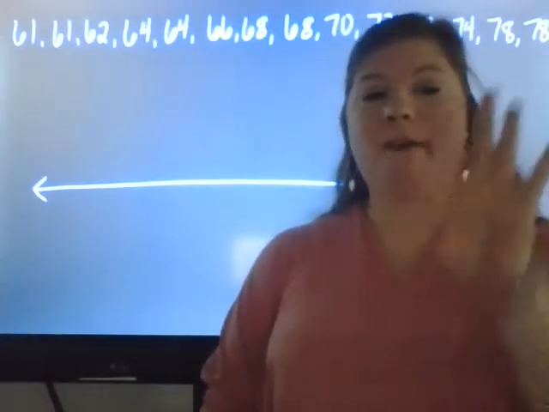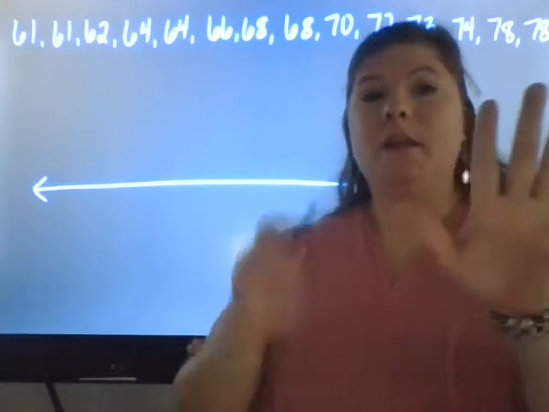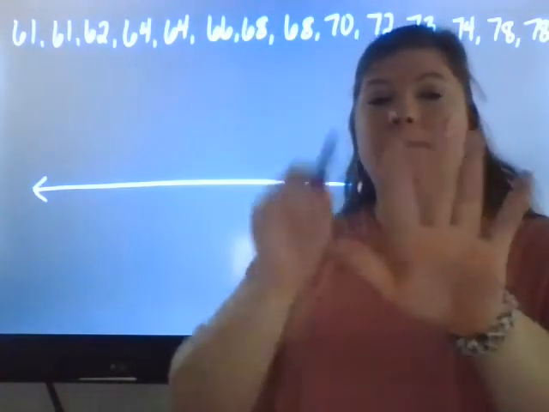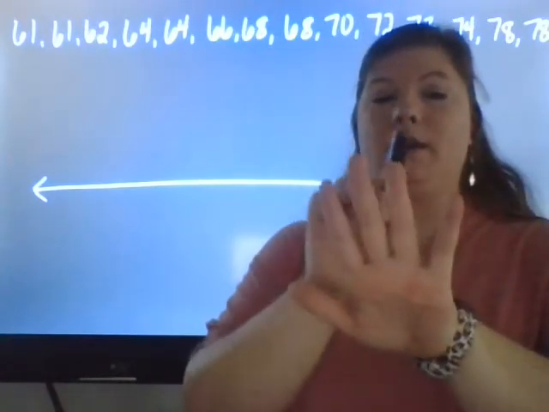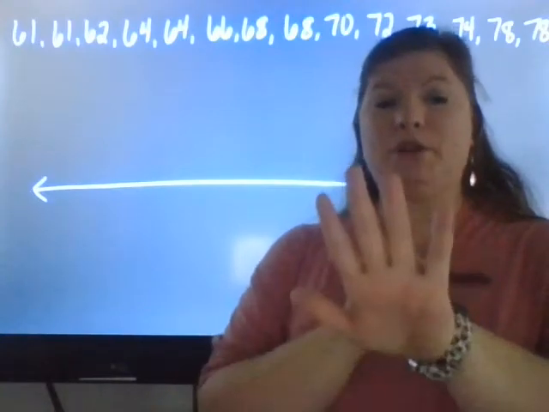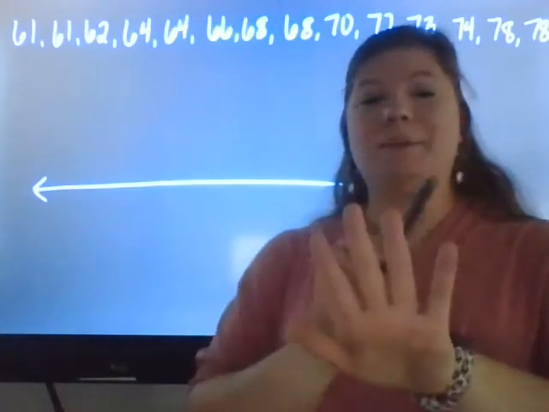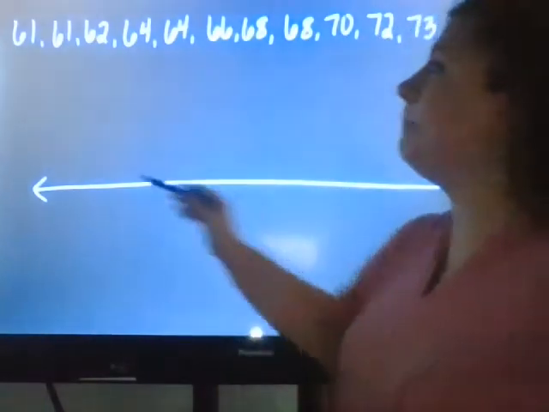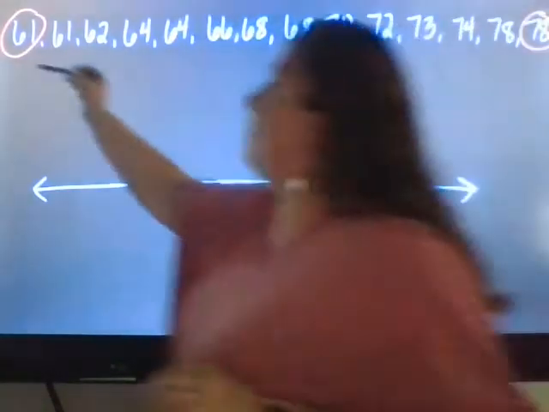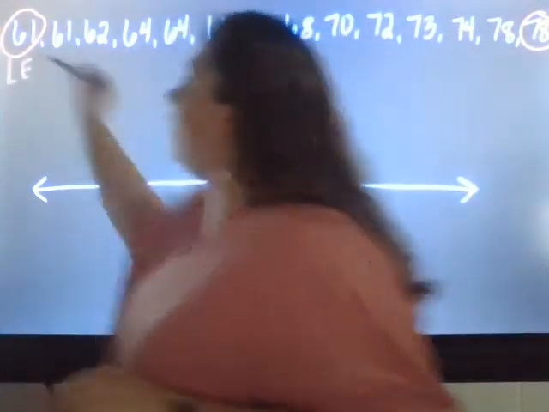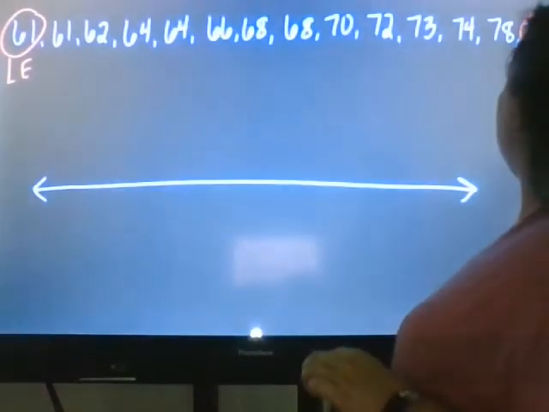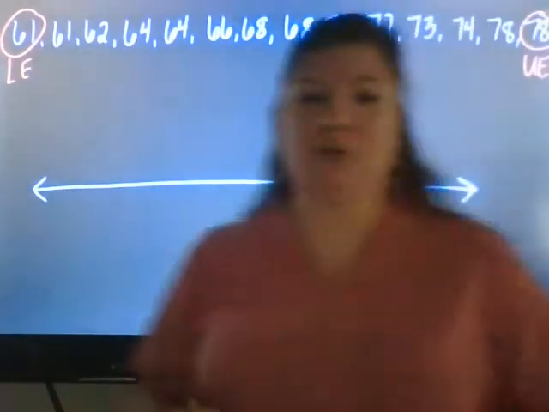So in a box plot, we have 5 pieces of information. So we have our lower extreme, our first quartile, our median, our third quartile, and our upper extreme. Lower and upper extremes are just a fancy way of saying our smallest number and our largest number. So let's go ahead and circle our smallest number and our largest number. And I'm going to label that LE for lower extreme and UE for upper extreme.